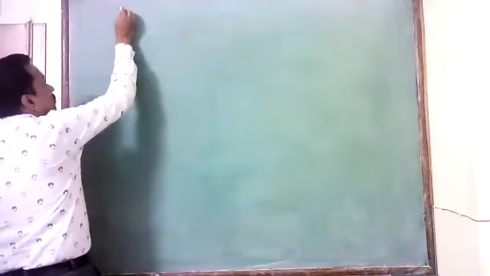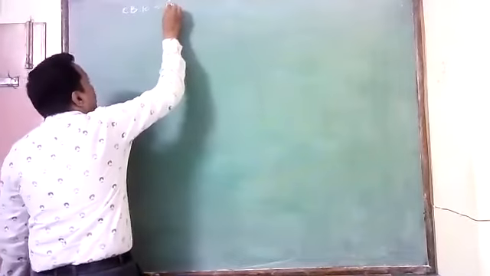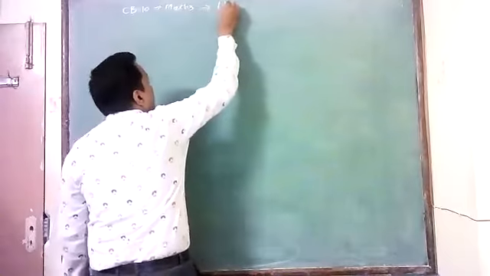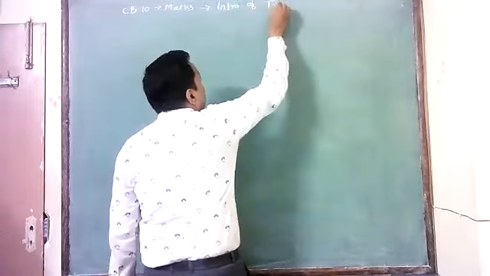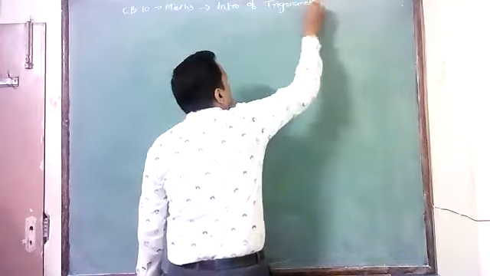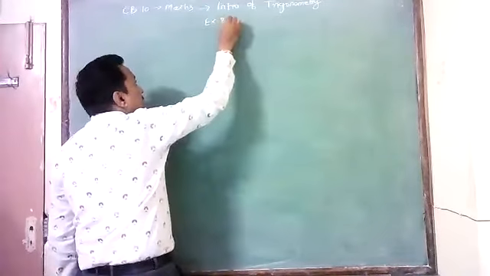Okay. So this one is the CBSE 10th class Maths. The chapter is Introduction to Trigonometry, and exercise 8.3 is going on.